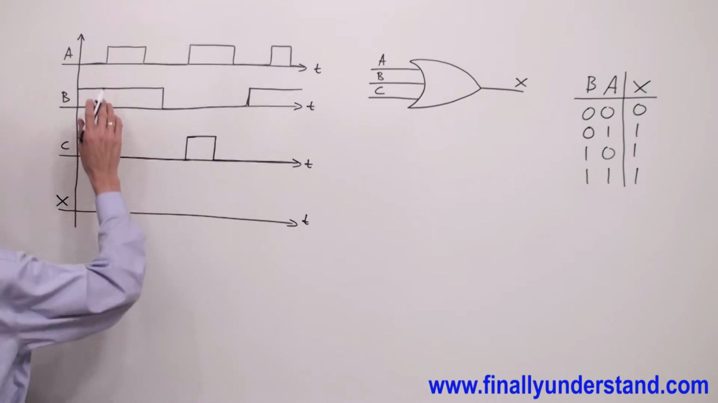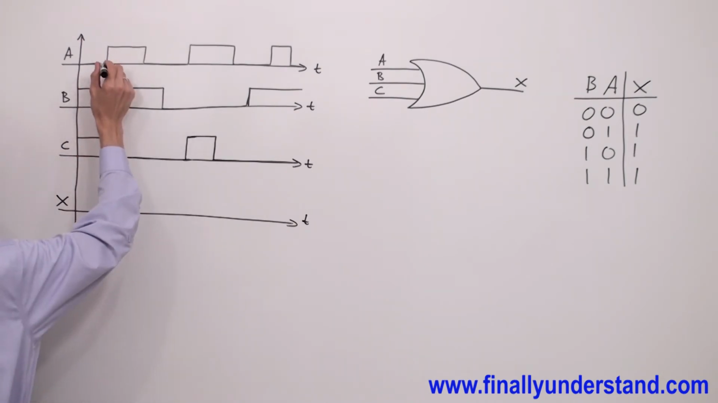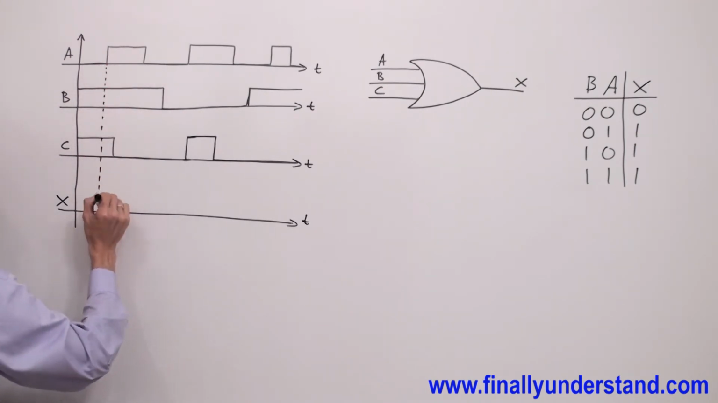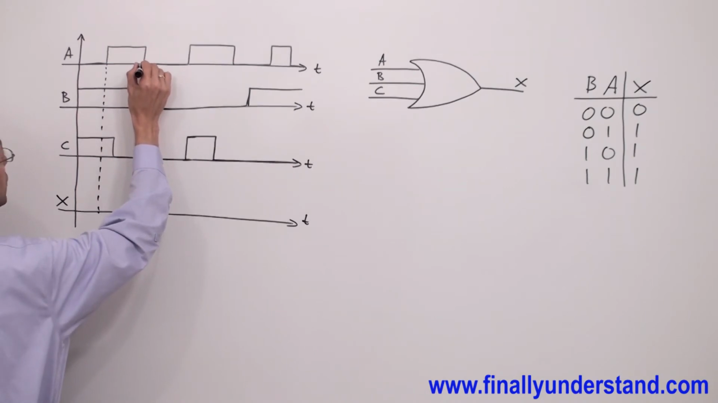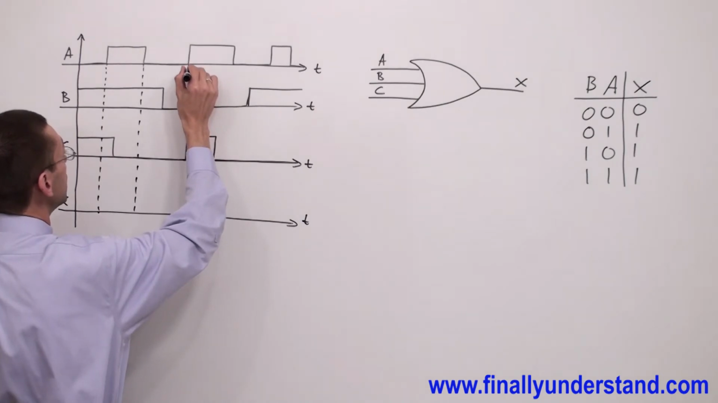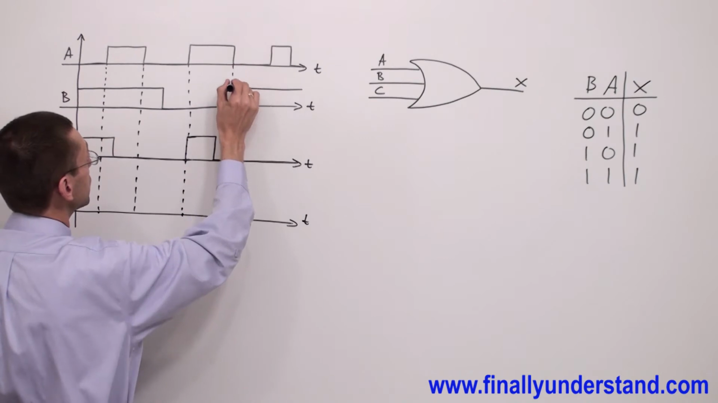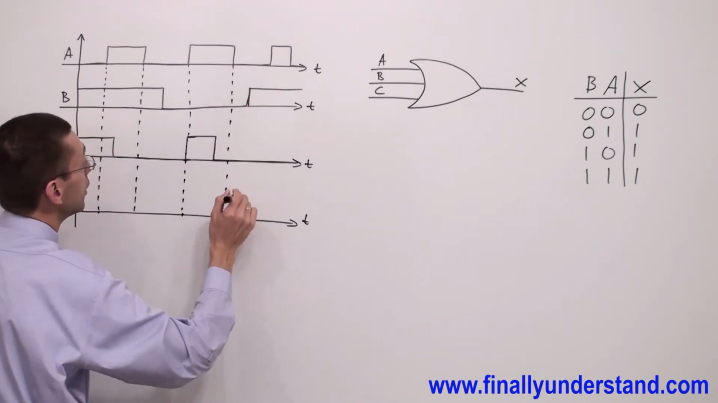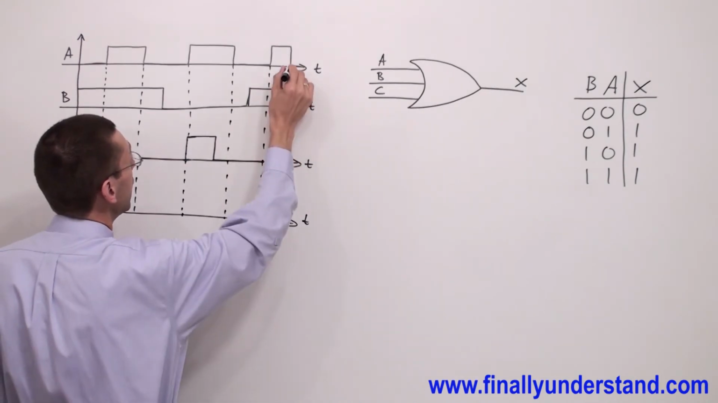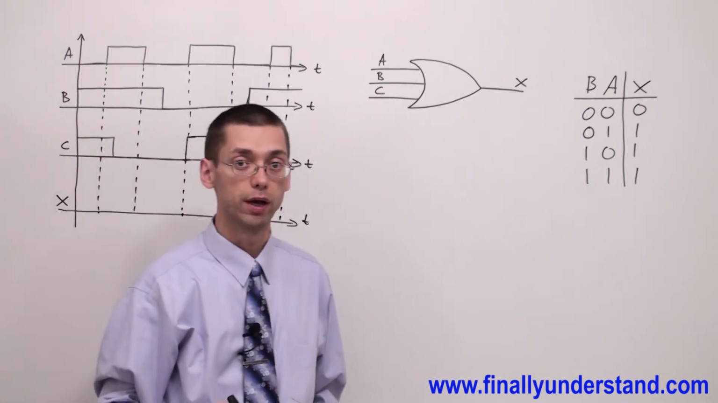Like always, we're supposed to look at each waveform and mark the changes. Okay, we have to draw the dashed line at this time. And we have a transition from high to low over here. We have another transition over here, and another transition at this time. We also have a transition at this time from low to high and high to low over here. Okay, we finished with waveform A.